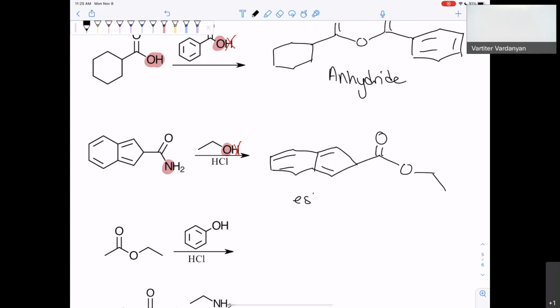An ester. So the name is pretty straightforward. It's called a Fischer esterification. And it's not one specific reaction. It's any reaction where we make an ester from another functional group. So we went from, in this case, an amide to an ester. We could have gone from a carboxylic acid to an ester, from a thioester to an ester, whatever. And we could use pretty much any alcohol and any catalyst.